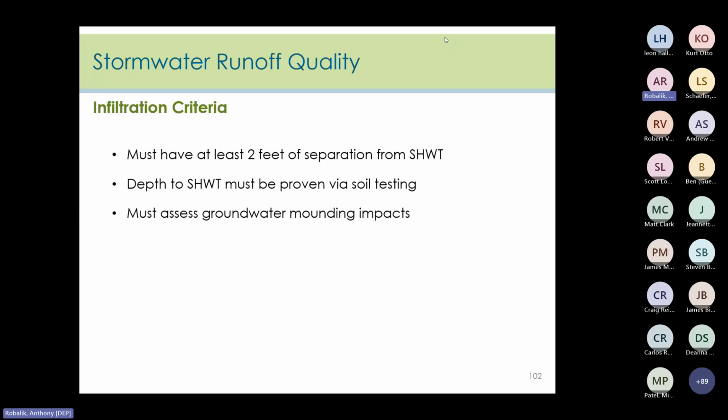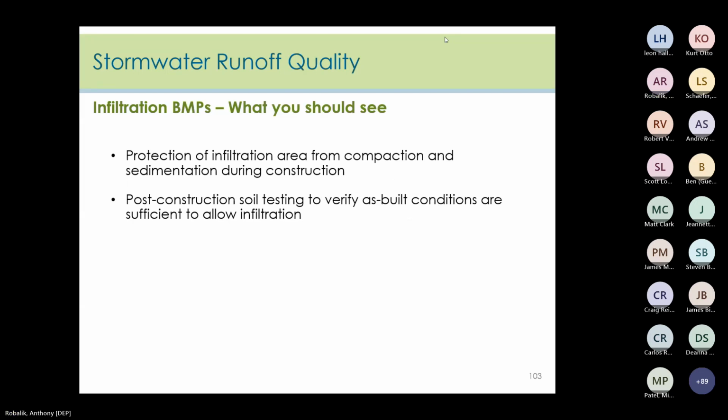And that's why it's so important to make sure that the soil testing is done correctly and that the seasonal high water table is properly located. And lastly, when reviewing infiltration basin designs, make sure that anti-compaction language is present along with post-construction soil testing. It will be helpful to include the drain down information in the maintenance plan checklists and logs so that it's easy to find in the future during maintenance activities.